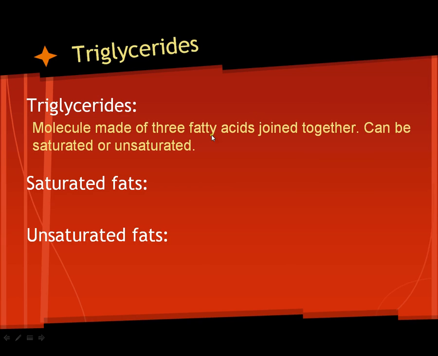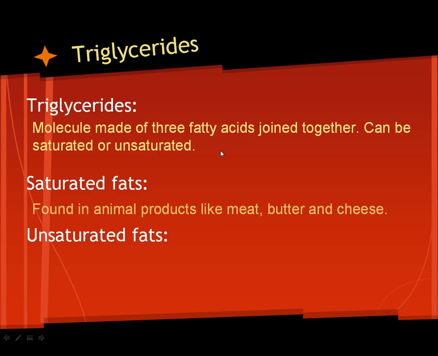Triglycerides, three glycerides. So it's a molecule made of 3 fatty acids joined together. It can be saturated or unsaturated. Triglycerides are generally, if they're saturated fats, found in animal products like meat, butter, and cheese. Unsaturated fats are found in plant products like seeds and nuts.